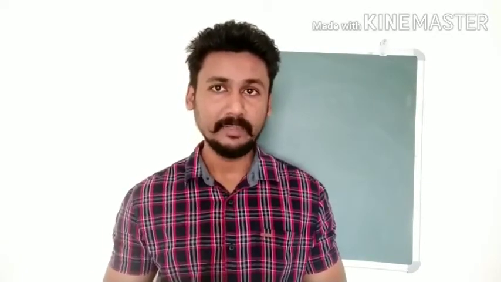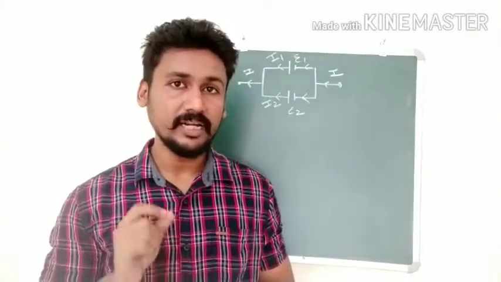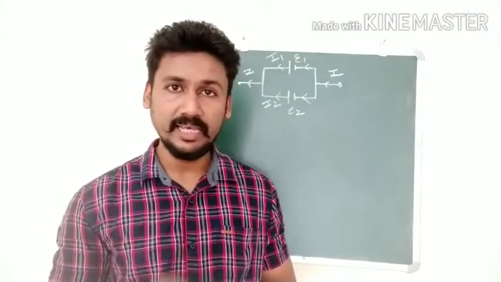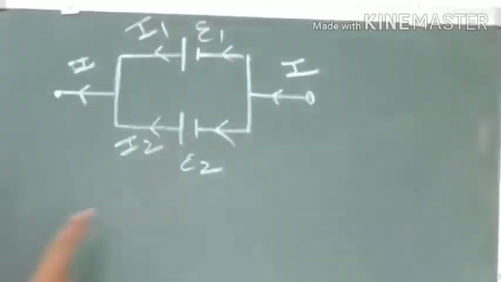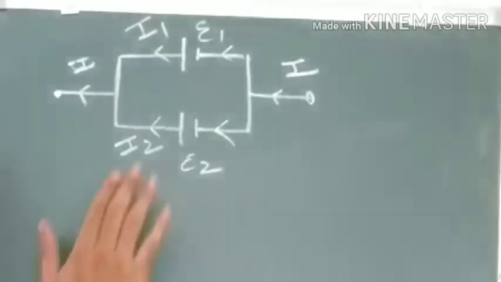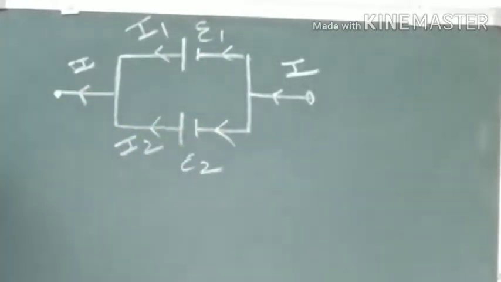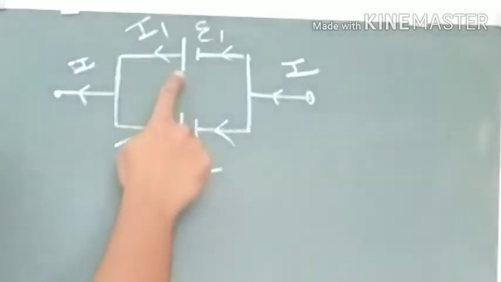Okay, so let's begin. Let us start with the derivation for equivalent EMF of two cells when they are connected in parallel. So here you will see EMF E1 and EMF E2. These are two cells which are connected in parallel. We want to find out what will be their equivalent EMF, and also we will find out their equivalent internal resistance.